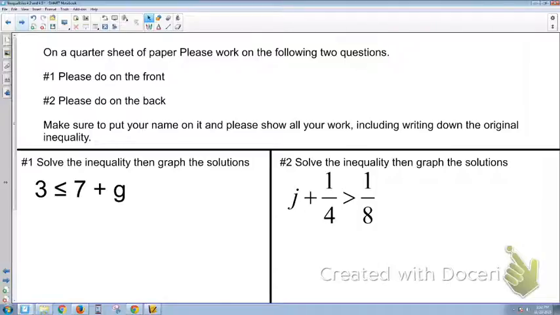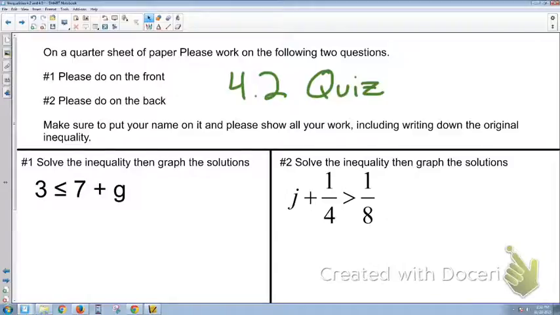So your objective today is to go over single step inequalities with the additive inverse and understand how to find the solution set and graph the solution set, and then you're going to take the 4.2 quiz. This will need to be finished before you leave today.